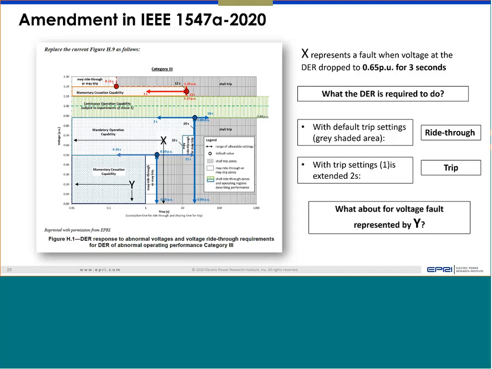Now, even if you move this shall trip all the way to 2 seconds, you said the fault is for 65% for 3 or 4 cycles, which is way down here compared to 2 seconds. So still it will be in the must stay connected section. So it is actually not allowed to trip for that magnitude of voltage fault and duration, once category 3 is the requirement for that. Okay, yeah, maybe I didn't highlight that the time scale is in seconds, not cycles.